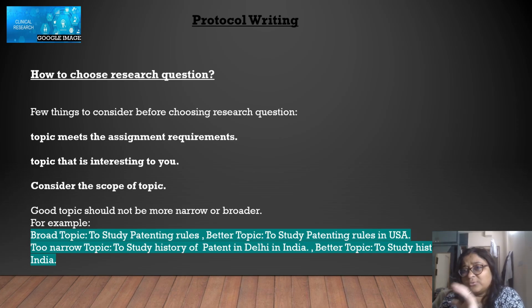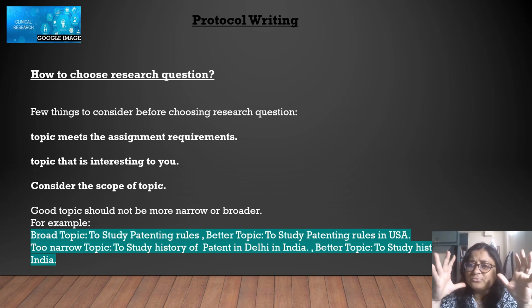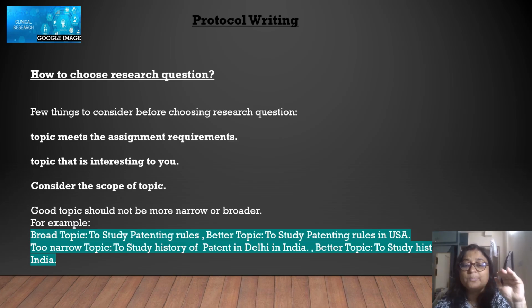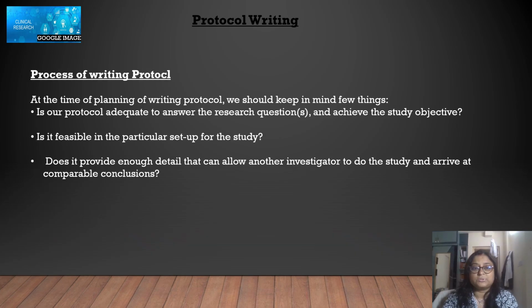Now it's too narrow. You are talking about the history of patent in India, but you are talking only about Delhi. So it's a too narrow topic. You will not have more materials, more things to research about this. But what can you do instead? You can study the history of patent in India. Now it is a broad topic, not very broad, but it is a suitable topic. So this is how you can choose your research questions.